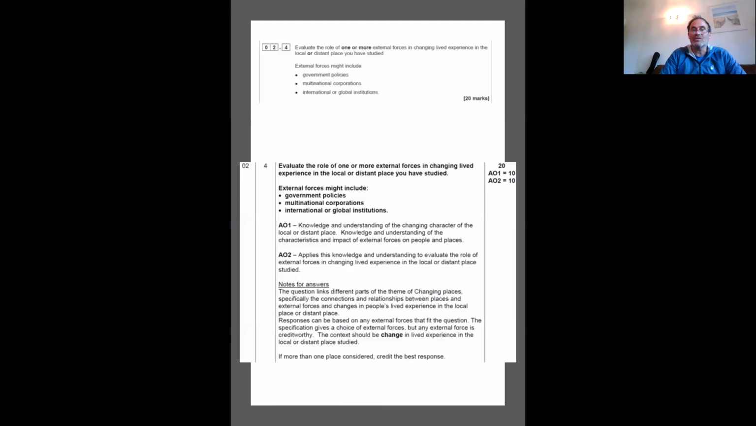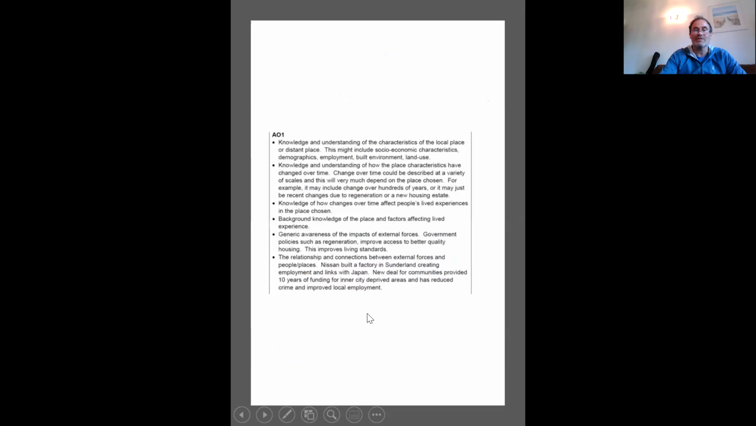Okay, so moving on to the 20 marker here. So quite tricky. And I'll just whiz through a few of the slides just so you get the overview of what I'm providing you here. So you've got the question here that you've got to, again, break down. Here's the mark scheme. Okay. Here's where the notes start to build up.